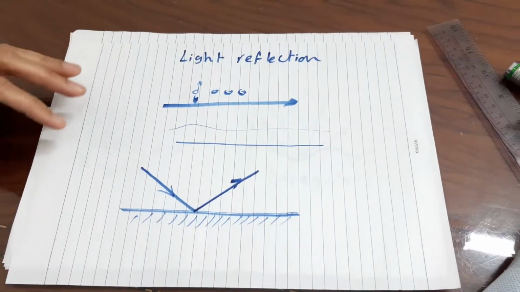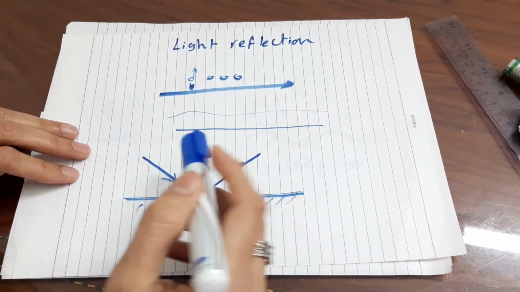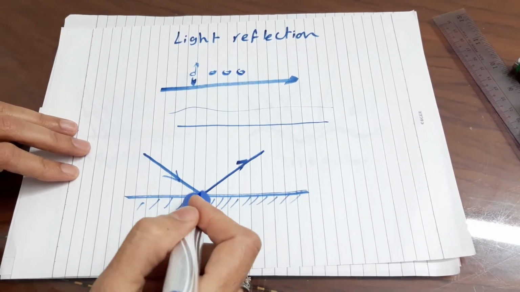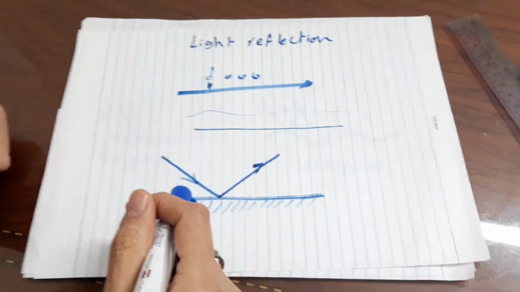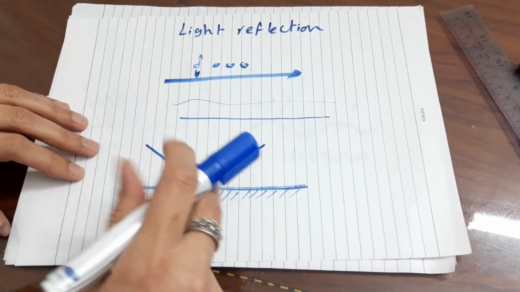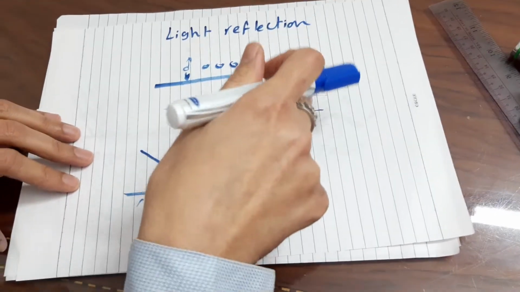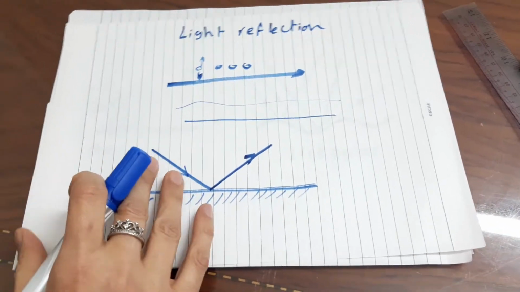Similarly, when the light meets a reflecting surface, it rebounds again or returns back, and this is known as light reflection. So, what is meant by light reflection? It is the rebounding or returning back of light waves to the same medium on meeting a reflecting surface. Okay?